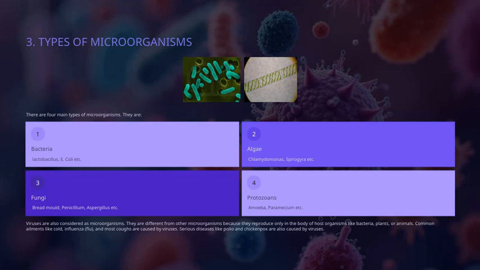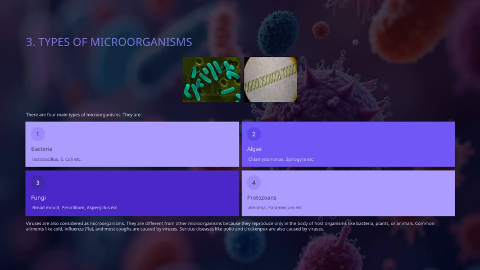There are 4 main categories that we typically focus on. First, we have bacteria, which include familiar examples like lactobacillus and E. coli. These tiny organisms are everywhere and play a crucial role in our environment and health. Next, we have fungi, such as bread mold, penicillium, and aspergillus. These are important in both nature and industry, especially in food production and medicine.